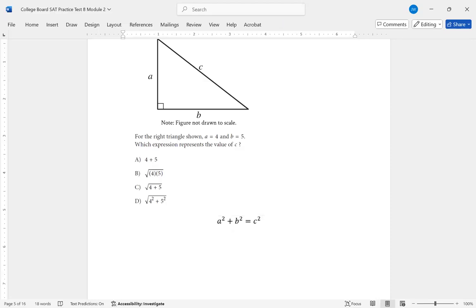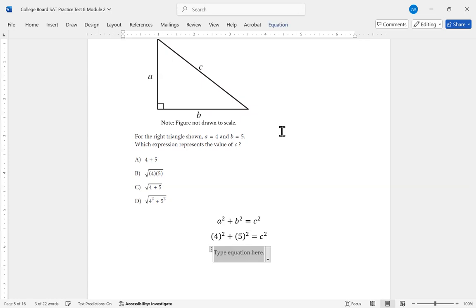So right triangles, Pythagorean theorem says if we square the two legs of a right triangle and then add them up, then it's going to be equal to the square of the hypotenuse. So we're looking for a value that represents C, and A is 4 and B is 5. So I get 4 squared plus 5 squared is equal to C squared.